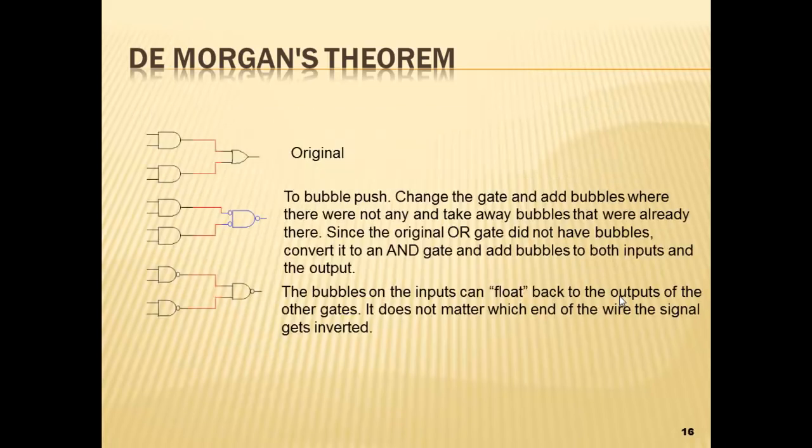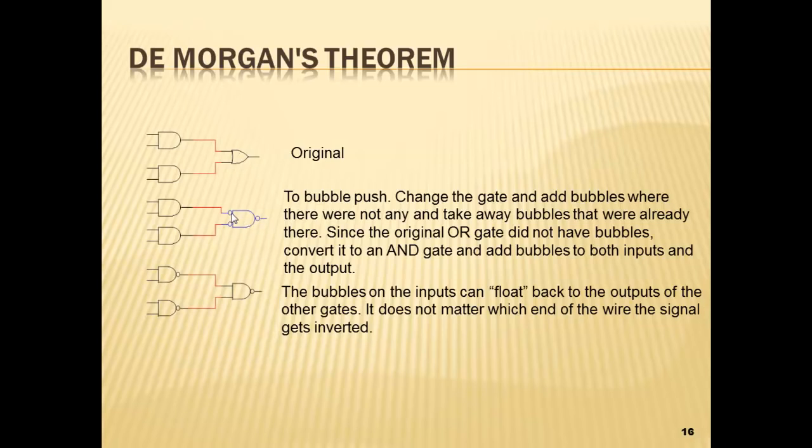So let's look at an example. There's my original, and you can see I've got two AND gates and an OR gate, and I'm going to bubble push this last one. For all the problems I'm going to give you, all you have to ever do is bubble push this very last output gate, and that'll fix all the rest of them. So this gate becomes an AND gate, right? OR becomes an AND, and there were no bubbles on any of the inputs or outputs, so I'm going to add bubbles to all three, both inputs and the output.